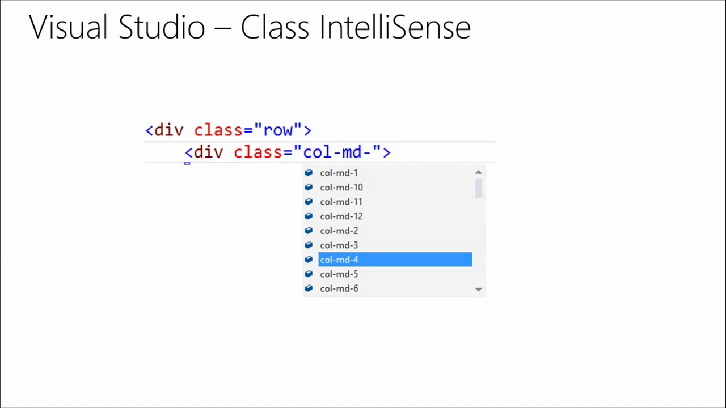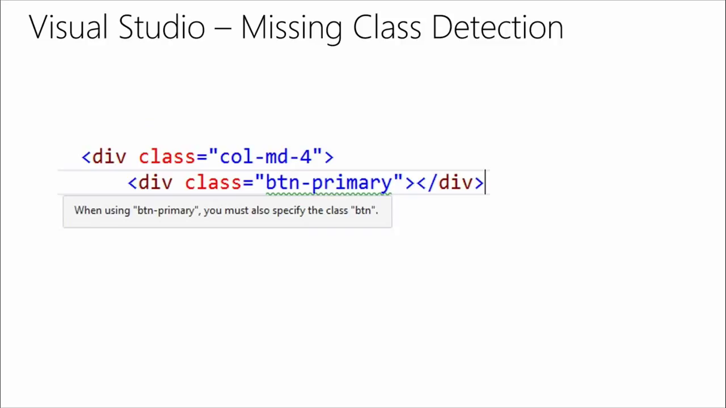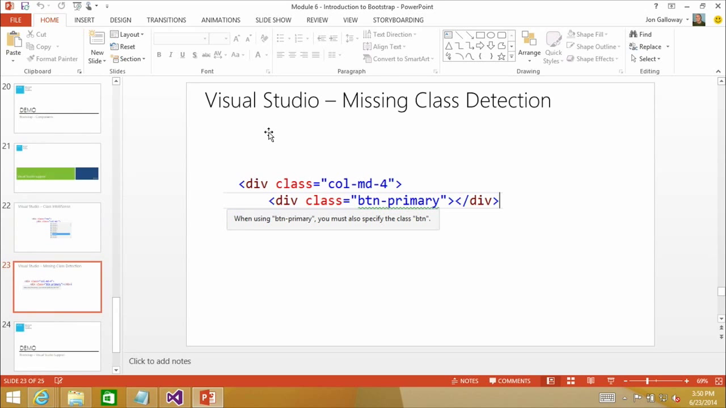This is really nice with IntelliSense: as I start typing things, it's going to indicate what exactly I've got. What are my options? The other thing you can get wrong is you can put in the right class, but there are class dependencies. So button primary requires that I also specify class button. If I don't put that in, again, it just doesn't work. What went wrong? I don't know. So here, Visual Studio actually has tons of intelligence going on behind the scenes, figuring out things like that for you.